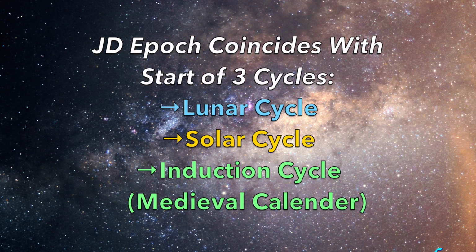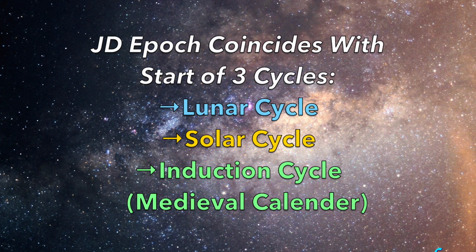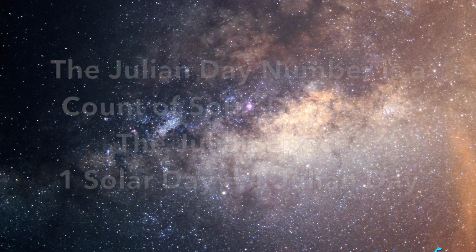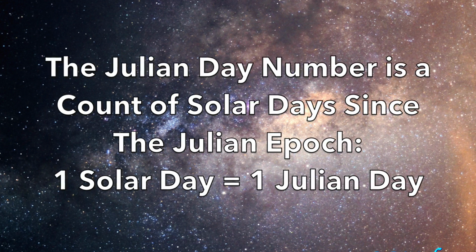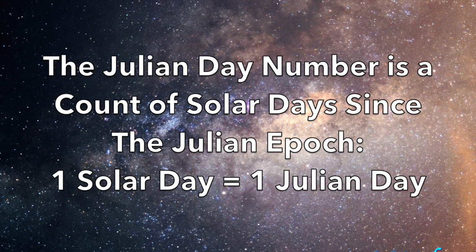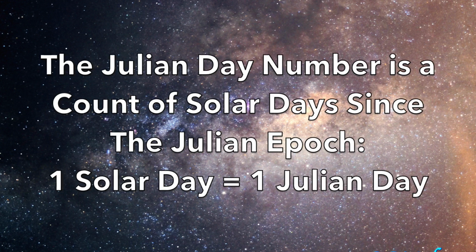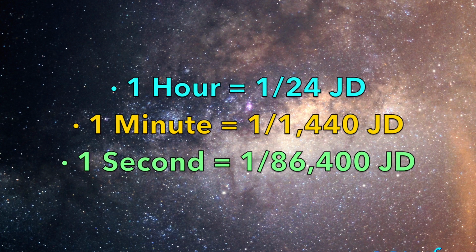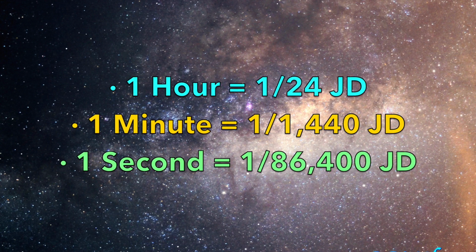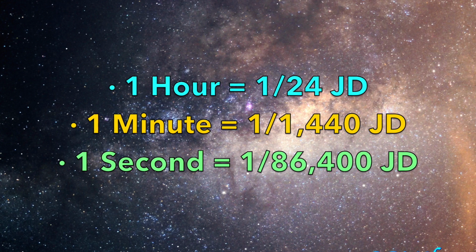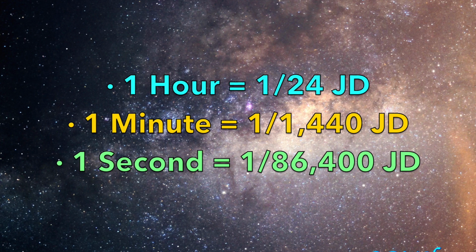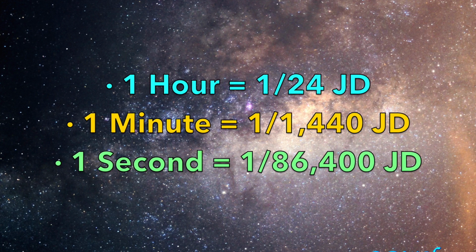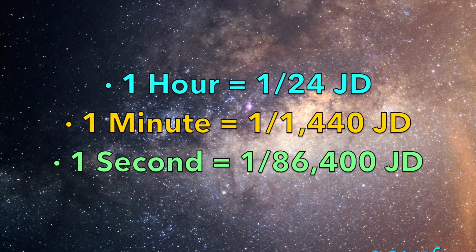So the time passed since this specific epoch could easily be used to calculate the progression of each cycle. The Julian Day Number is a count of solar days since that epoch based on a time of noon, with the passage of 1 solar day representing an integer of 1 Julian day. This indicates that 1 solar hour equals 1/24th of a Julian day, 1 solar minute equals 1/1440th of a Julian day, and 1 solar second equals 1/86,400th of a Julian day.